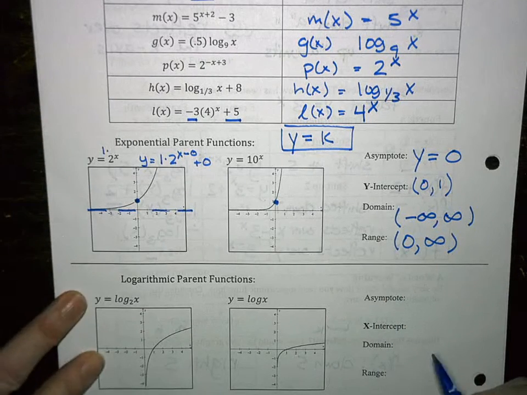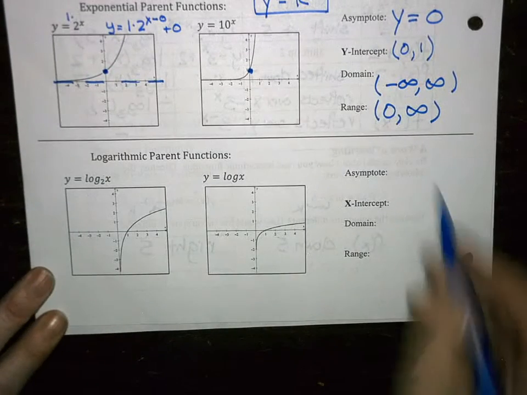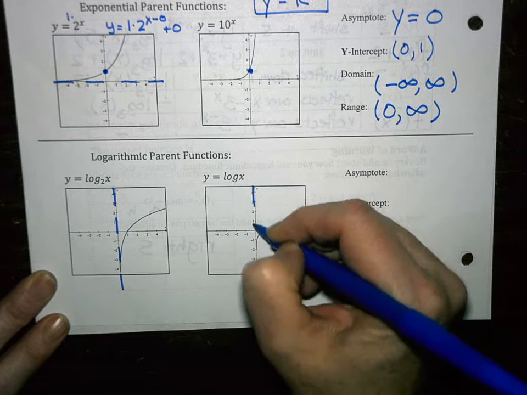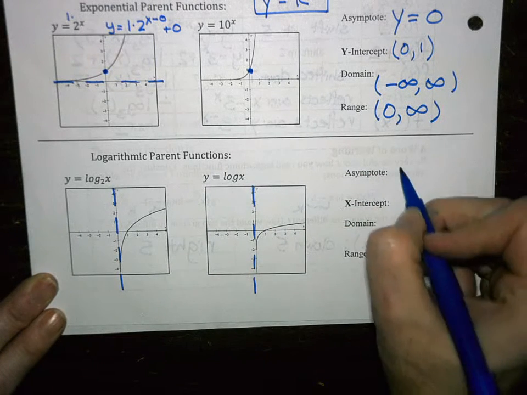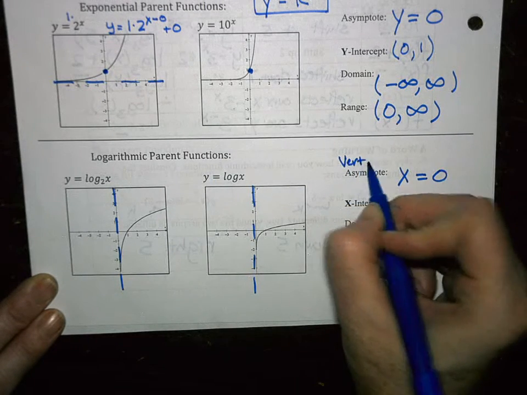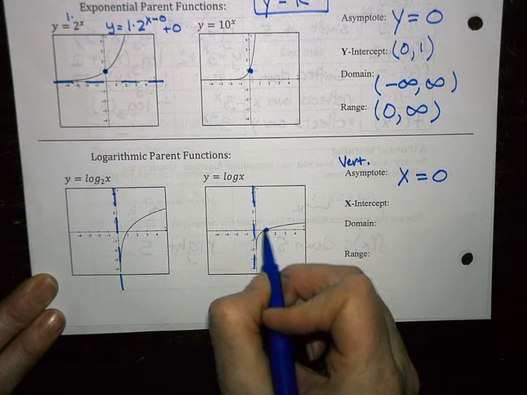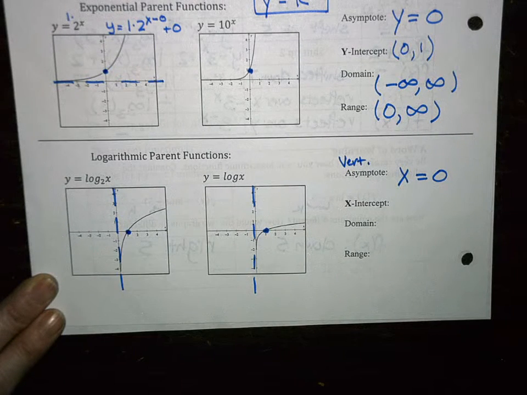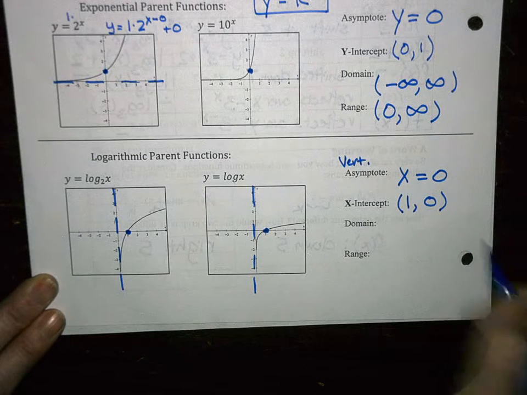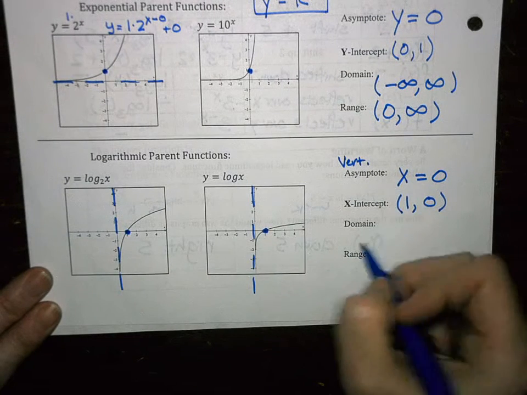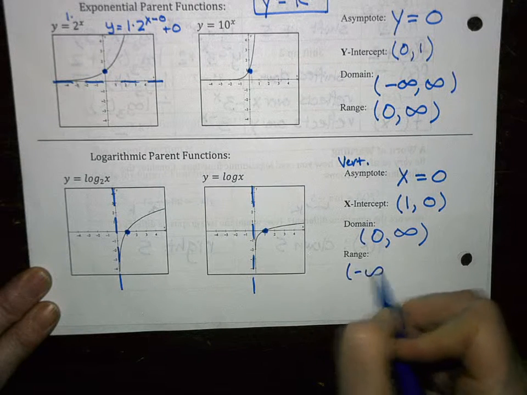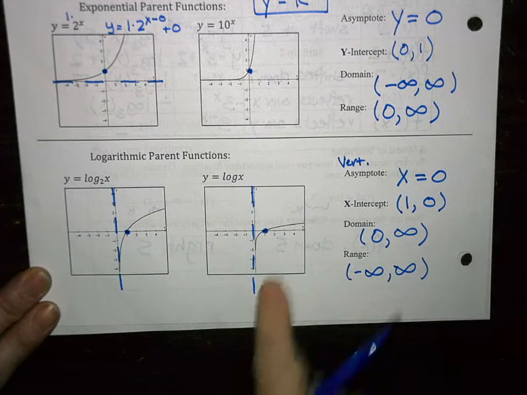Now let's compare that with logarithmic graphs. What's the asymptote here? The asymptote is not y equals 0, but x equals 0. Vertical. With logarithmics, we have a vertical asymptote. And the x-intercept, now we're going to intercept the x-axis, and what is it? It's 1, 0. The domain, what's happening on x, is 0 to infinity, but not including 0. The range is all real numbers, because it exists everywhere up and down.